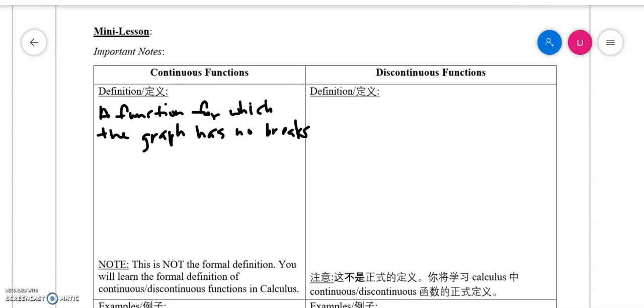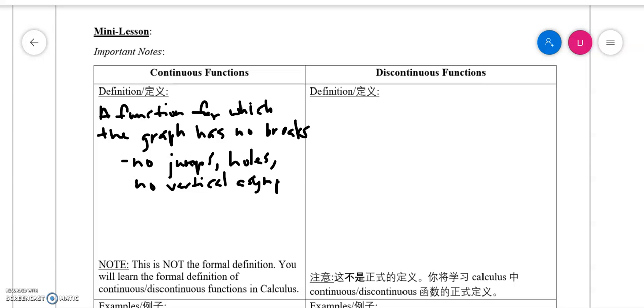And actually, one of you defined it very well yesterday. There are no jumps, no holes, and no vertical asymptotes. There can be other kinds of asymptotes, but no vertical ones. These three things, jumps, holes, and asymptotes, are the three kinds of discontinuities. So if we have a discontinuity, of course, we cannot have a continuous function. So a function for which the graph has no breaks means no jumps, no holes, no vertical asymptotes.